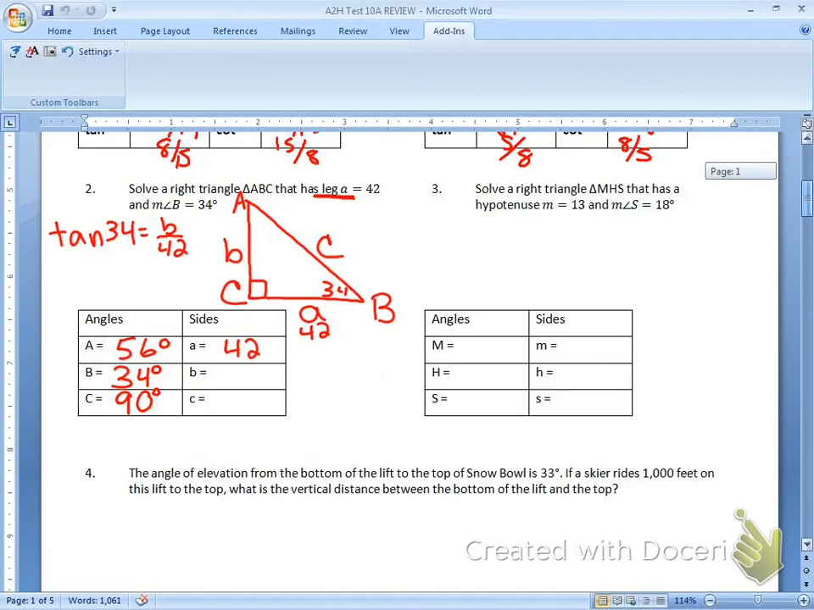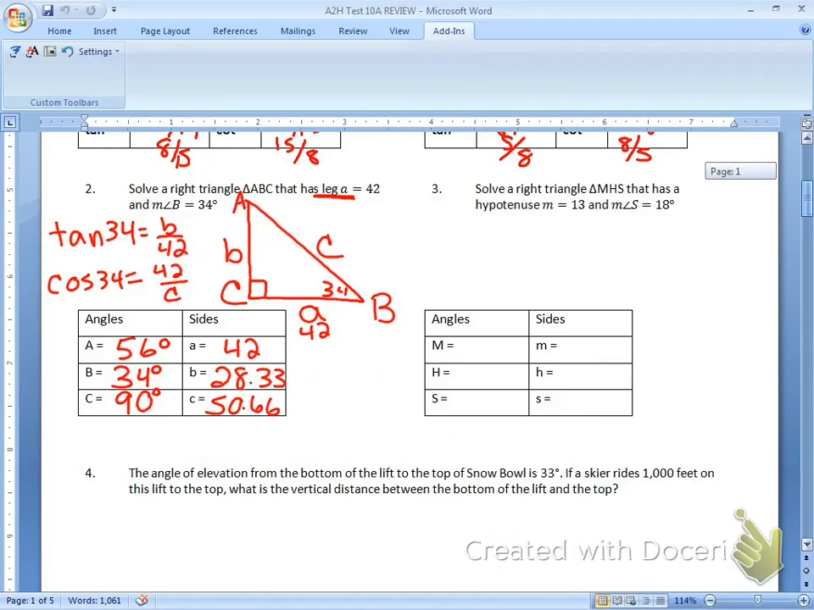And you're going to get out 28.33 as our answer. Little c, we're going to use cosine, so we're going to do the cosine of 34 equals 42 over c. We're going to work that out, and c is going to be 50.66. Okay, for number 3, same sort of thing.